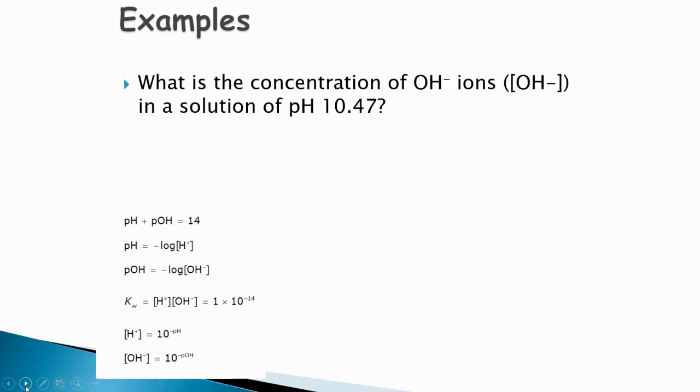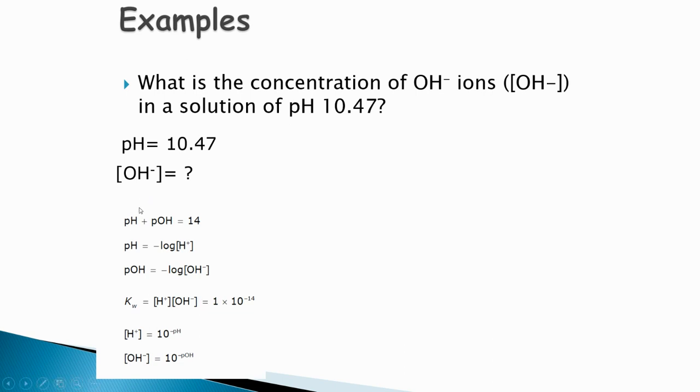Okay, our next example. What is the concentration of hydroxide ions? So we're looking for the concentration of OH- in a solution that has a pH of 10.47. Okay, so again, picking out what we know and what we're looking for. We know that we have a pH that's 10.47, and we're looking for the concentration of OH-. Okay, so let's look through our formulas. Do we have one that has both of those things in it? Well, if we look through our formulas, we don't see one that has both of those things in it. So that's going to tell us that we're going to need to use at least two formulas in order to get where we're going to go.